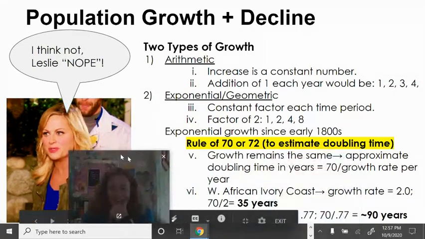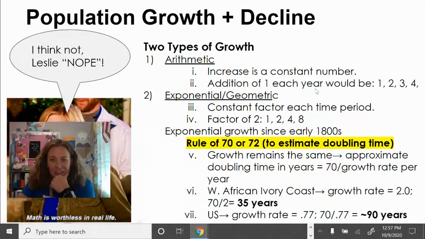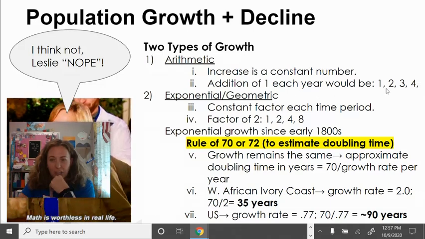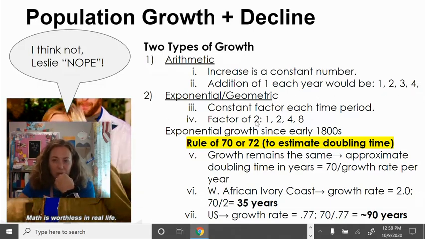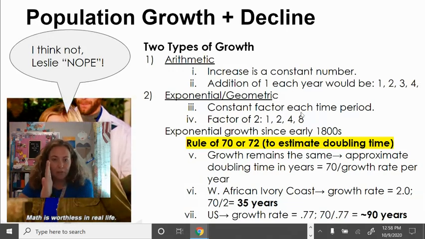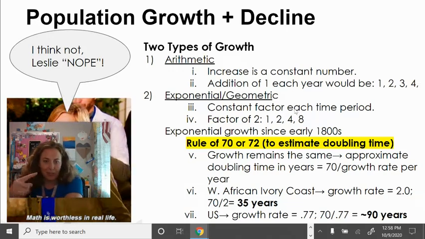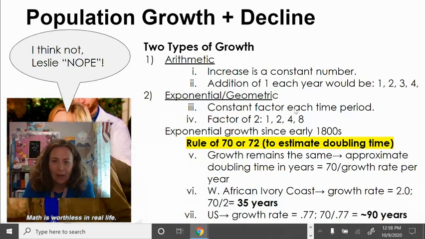All right, so again, arithmetic is an increase in a constant number. Addition of 1 each year would be 1, 2, 3, 4. Pretty straightforward. Exponential, this is when we start to double. We go from 1 to 2 to 4 to 8 to 16. You keep going infinitely, okay?